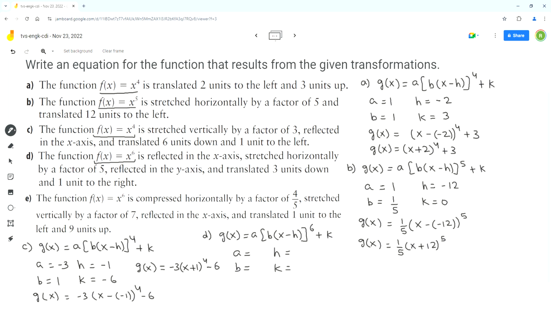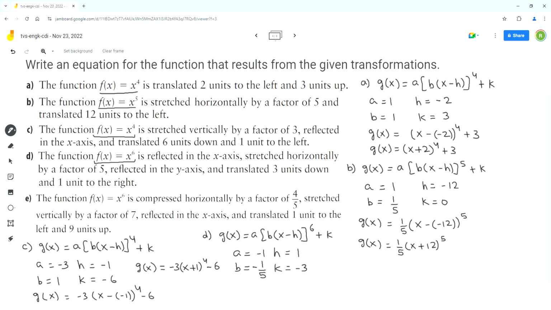There is a reflection in the x-axis and there is no vertical stretch or compression. So a is equal to -1. There is a horizontal stretch by a factor of 5 and reflection in the y-axis. So b is equal to -1/5. There is a horizontal translation 1 unit to the right. So h is equal to +1. And there is a translation 3 units down. So k is equal to -3.